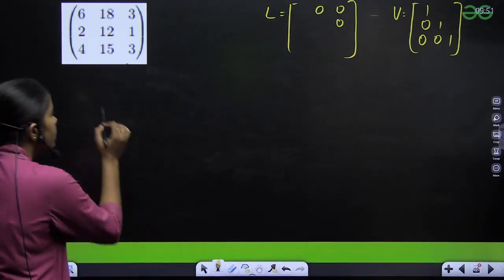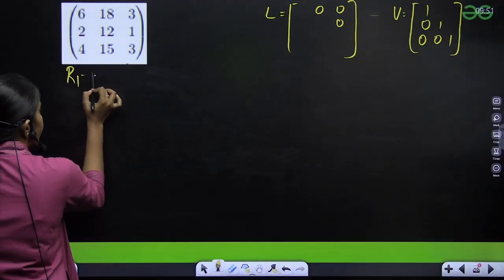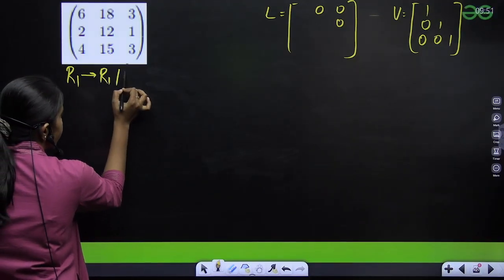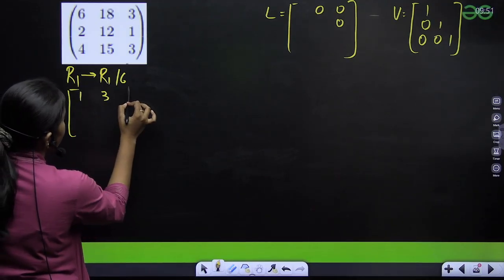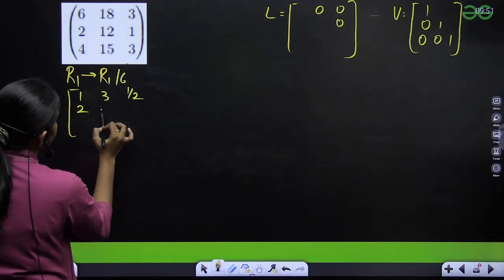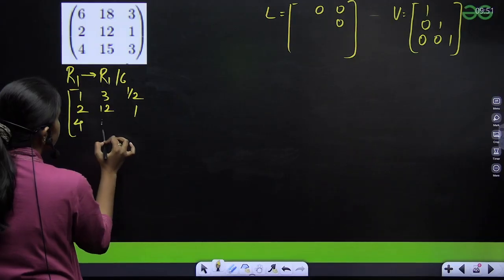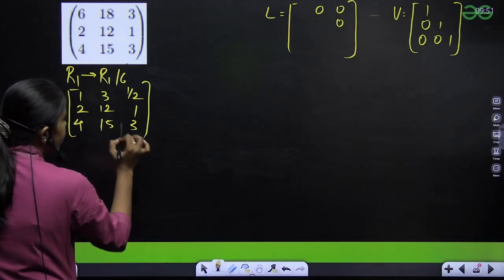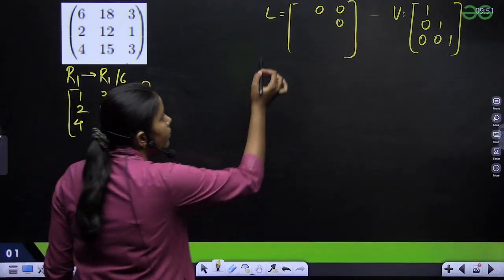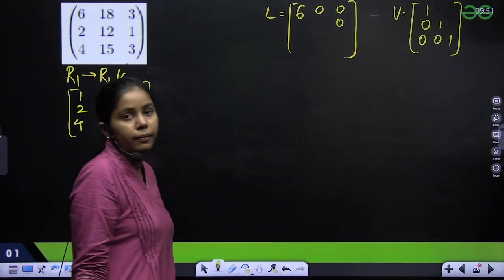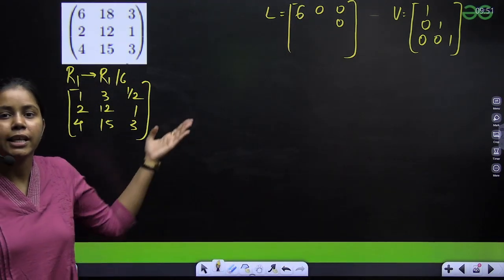So what would I do? R1 goes to R1 by 6. What would it become? 1, 6 threes are 18 so 3, and 1 by 2. Then 2, 12, 1, then 4, 15, 3. Because we have divided at a diagonal entry by 6, I'll multiply here with 6, because here I am dividing it by 6.